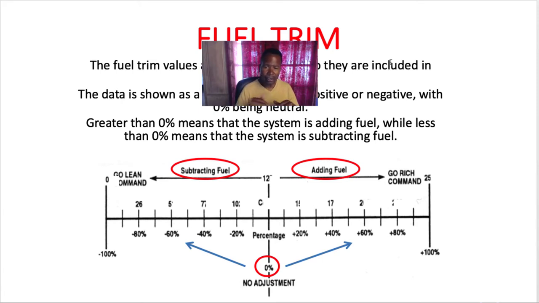You see the right side of this chart, it says anything above 10%, I'm adding fuel. Anything below, negative 10 I should say, it's subtracting fuel. When I say that, it's the PCM doing this adjustment. So if I'm at 15% on a short-term fuel trim, it's adding fuel for some reason. When I'm at negative 15%, the PCM is subtracting fuel for some reason. It's your job, or the technician's job, to figure out why. Greater than 10% means the system is adding fuel, while less than 0% means the system is subtracting fuel.